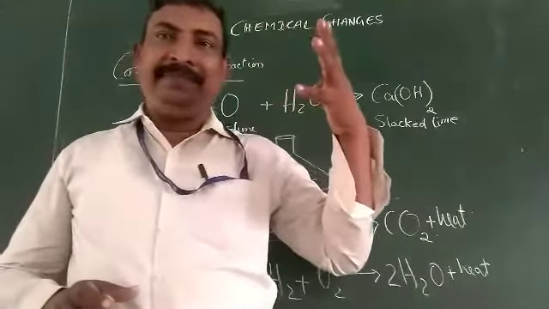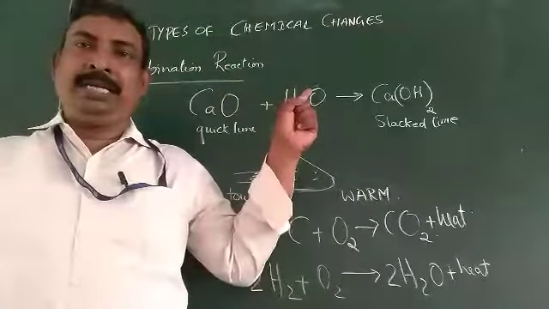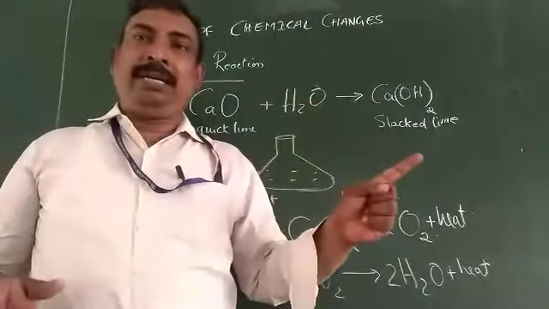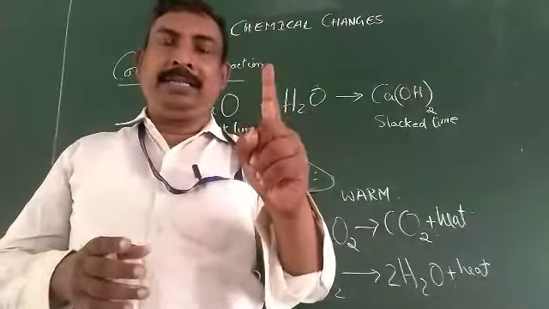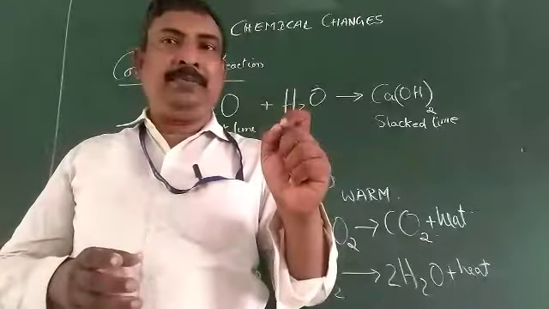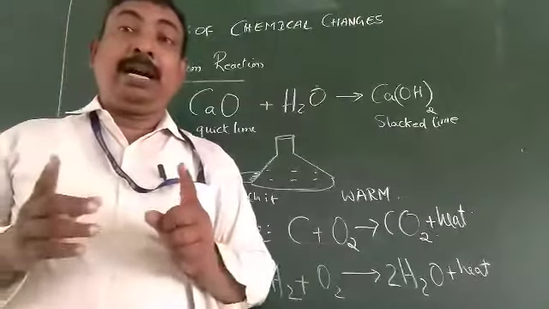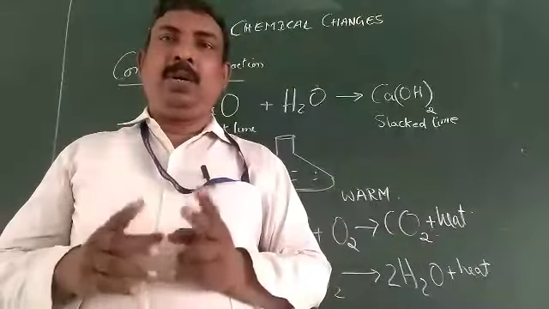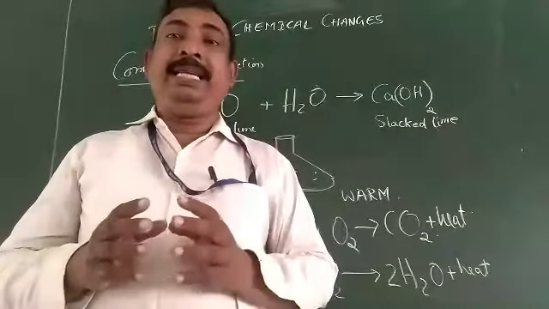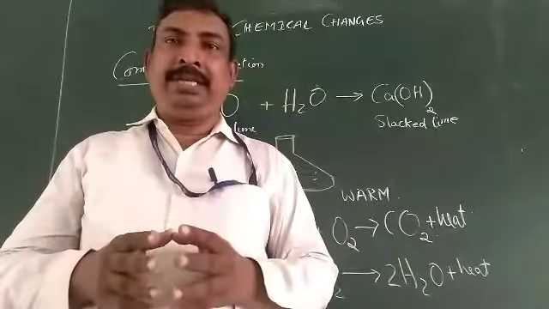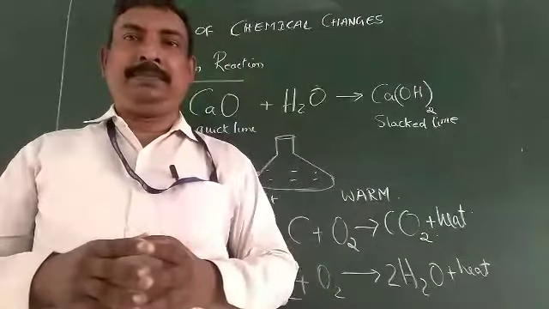So, today what we have learned in this topic, we have seen there are 4 types of chemical changes. In that, the first type, what have we seen? Combination. What is a combination reaction? When 2 or more substances combine and give a single product, that reaction is called combination. We have also seen some examples. And the exothermic reaction also we have seen. What is an exothermic reaction? When heat is released during a chemical change, that reaction is called an exothermic chemical reaction.